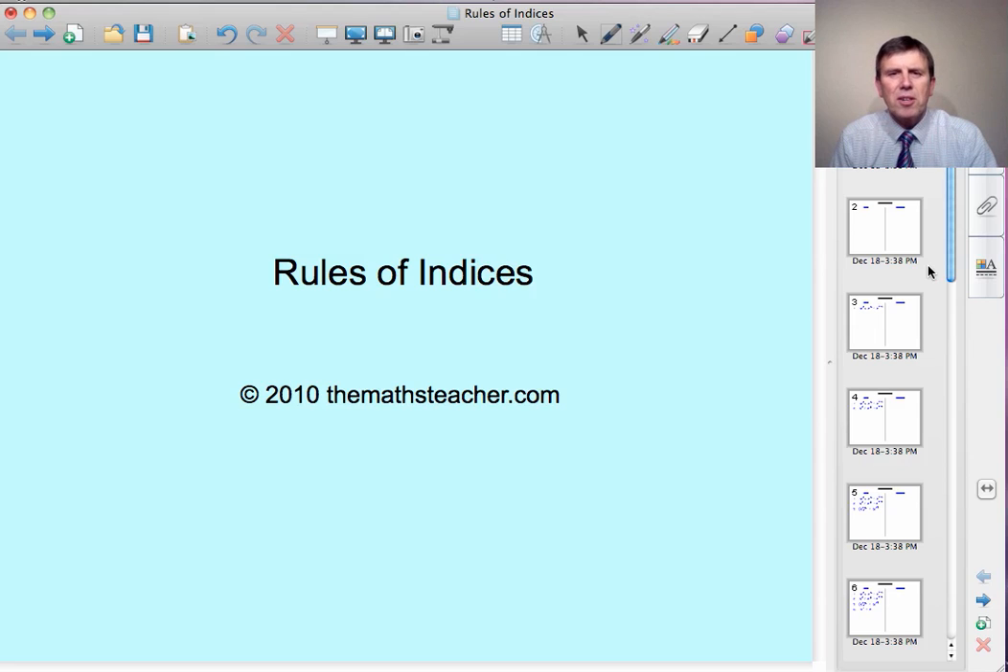Hello and welcome to a lesson on the rules of indices. This lesson will be equally applicable to higher tier GCSE and to the early modules of A-level. What I'm going to do is deduce the 8 rules of indices by looking at examples in algebra. Then once I've got all the 8 rules of indices, we look at a further 10 examples to put them into practice.